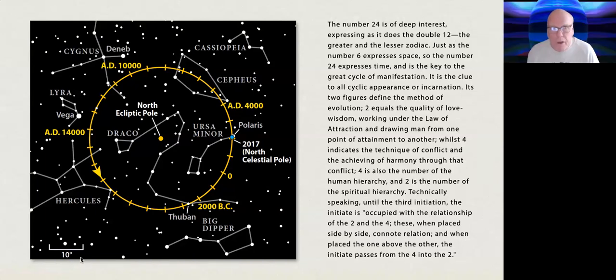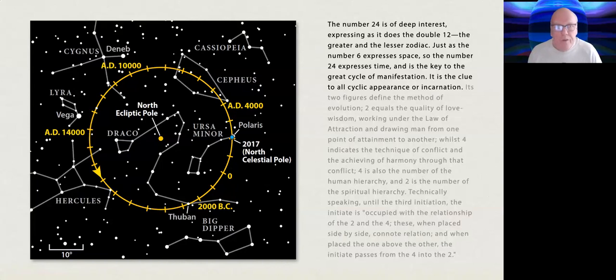Okay, so first up, the number 24 is of deep interest, expressing, as it does, the double 12, the greater and the lesser zodiac. Just as the number 6 expresses space, so the number 24 expresses time and is the key to the great cycle of manifestation. It is the clue to all cyclic appearance or incarnation.